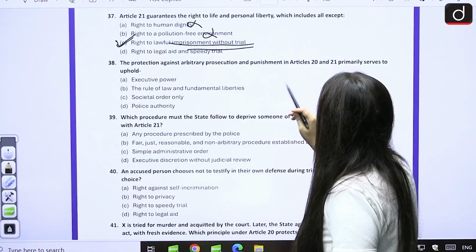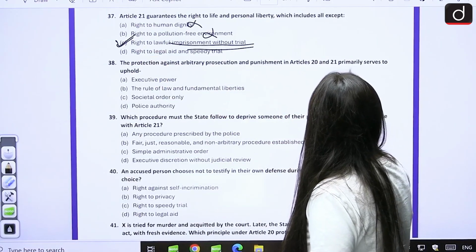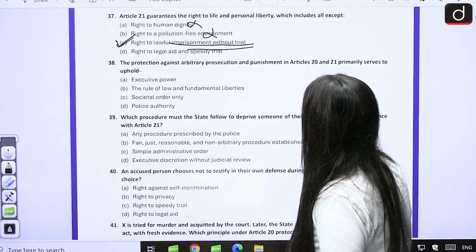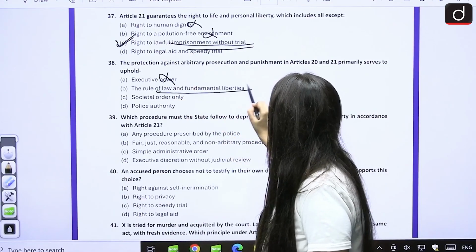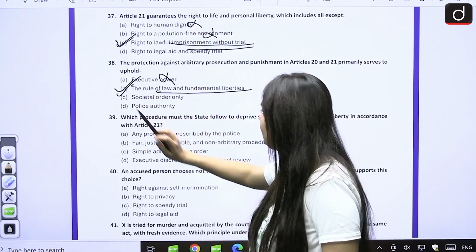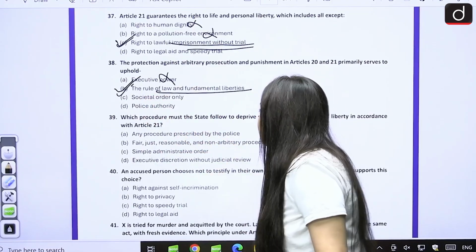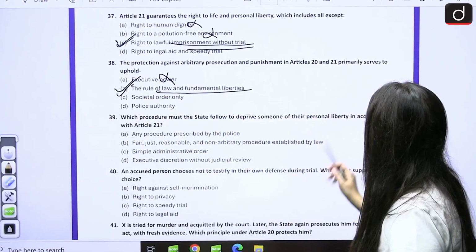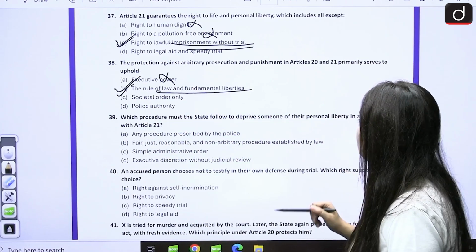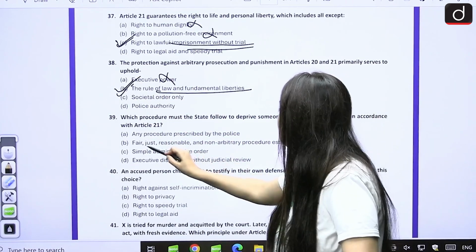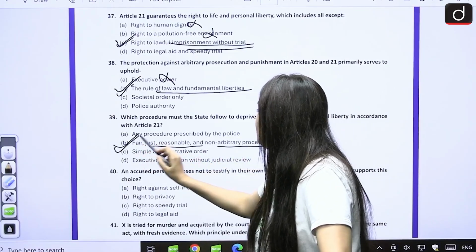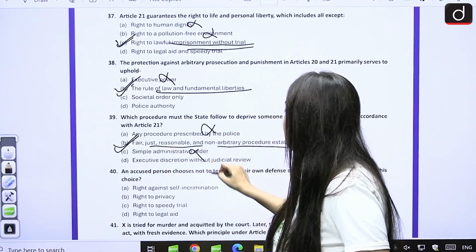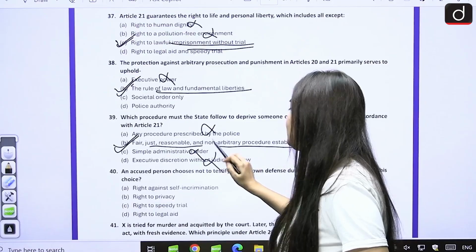Protection against arbitrary prosecution and punishment in Article 21 primarily serves to uphold what? The executive power? No. Rule of law, fundamental liberties? Yes. Which procedure must the state follow to deprive someone of their personal liberty? Procedure that is fair, just, reasonable, non-arbitrary, established by law. Not any procedure, not a simple administrative order, not executive discretion.